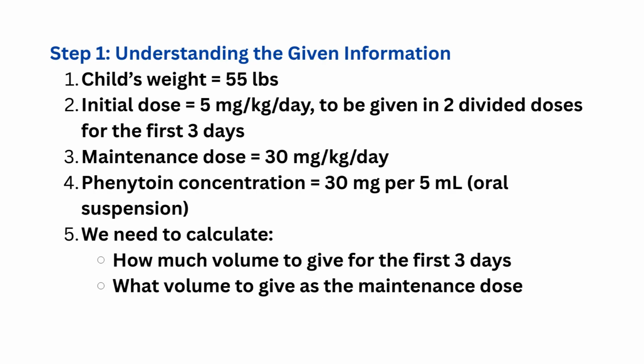Understanding the given information. 1. The child weighs 55 pounds. 2. The initial dose of phenytoin is 5 mg per kilogram per day, to be given in 2 divided doses for the first 3 days. 3. After that, a maintenance dose of 30 mg per kilogram per day is prescribed. 4. Phenytoin is available as a pediatric oral suspension, with a strength of 30 mg per 5 ml. 5. We need to calculate how much volume to give for the first 3 days, and what volume to give as the maintenance dose.